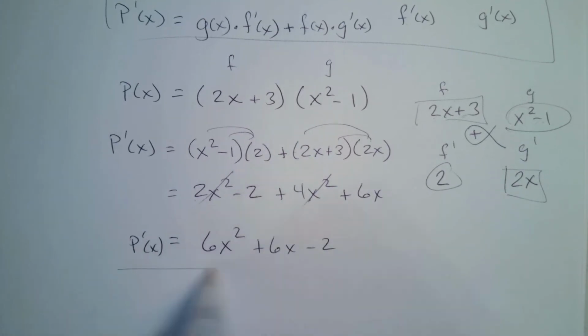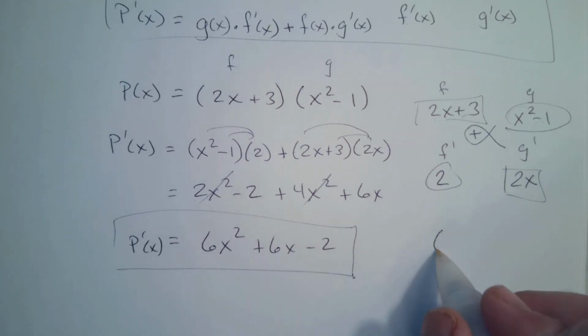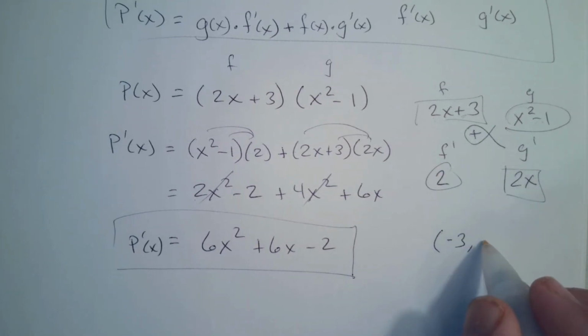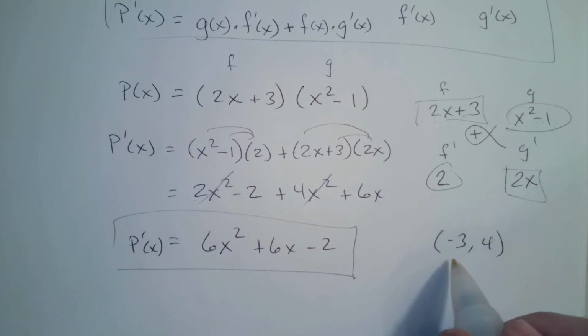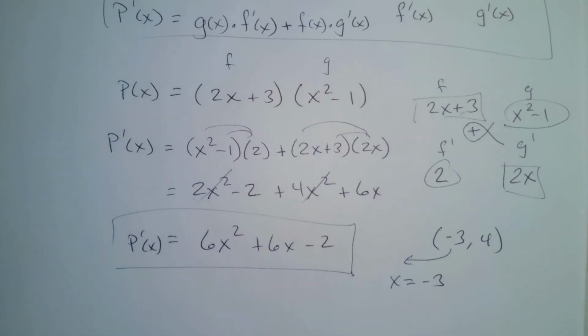There's the equation. So whatever x you give me, say, find the slope at the point negative 3, 4. I would simply plug in negative 3 for x to find the slope. And we'll do that in a minute. Okay, so that's the product rule.